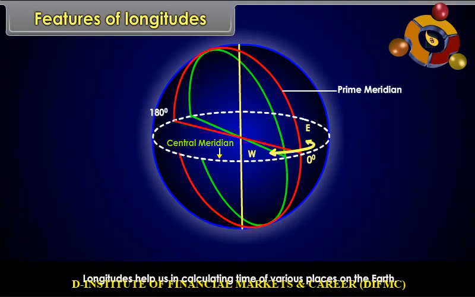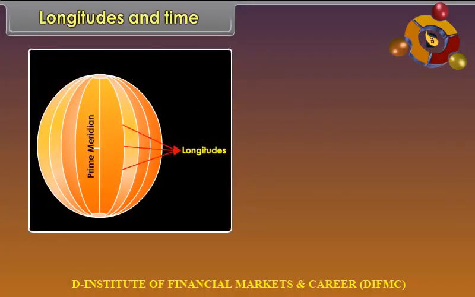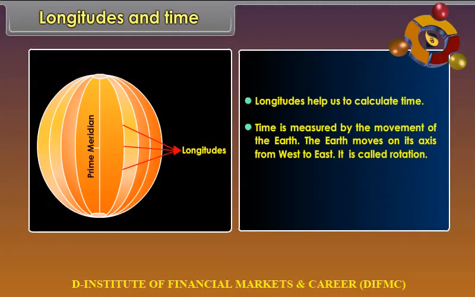Longitudes help us in calculating time of various places on the Earth. The distance between longitudes is maximum at the equator and it goes on decreasing towards the poles. Longitudes and time. Longitudes help us to calculate time. Time is measured by the movement of the Earth.